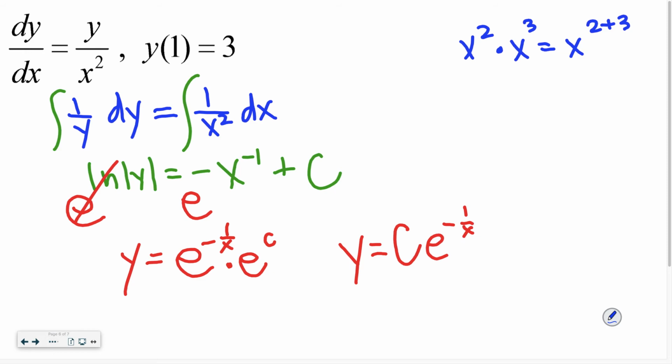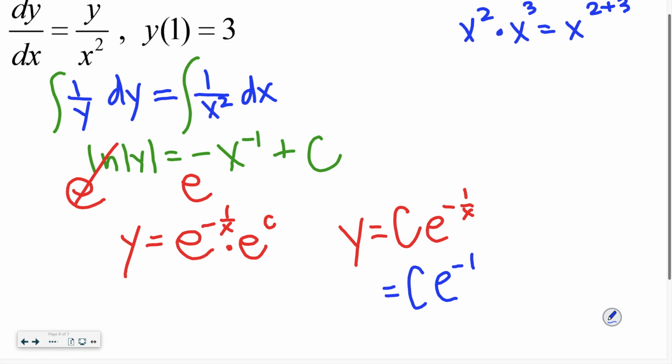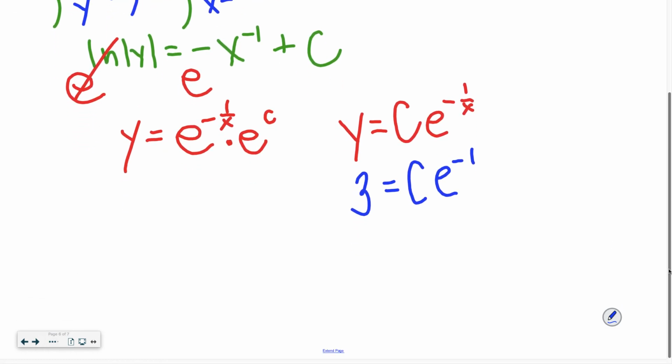All right, so now we have something to actually plug in. We know that x equals 1 when y is 3. So what's our c value? Okay, so c is 3 over e to the negative first, which kind of looks gross, right? Can we write that as 3e?